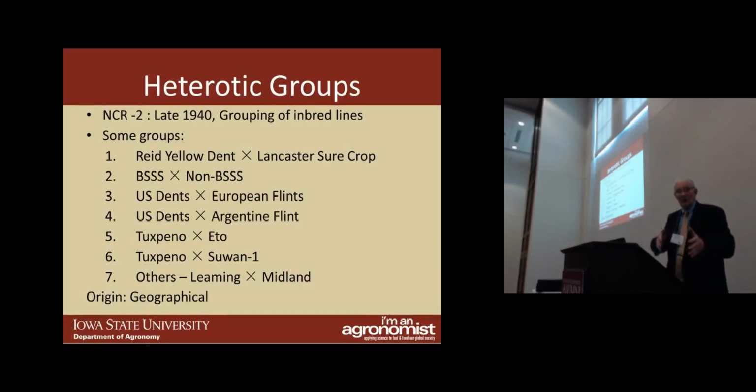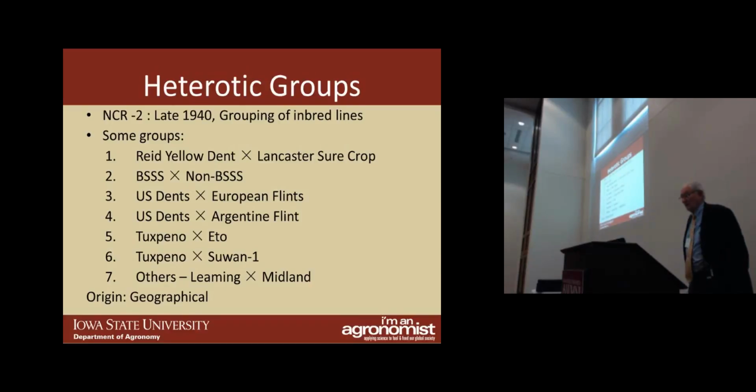That is, if you want to cross good by good, make the good inbred and reed by reed, and then the good in a Lancaster Sure Crop group. So don't cross between reed and Lancaster. Cross your best within the heterotic groups, and then test them against the other one. Some crops have had heterotic groups. Of course, the reed yellow dent and Lancaster.